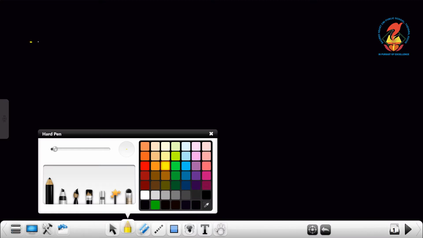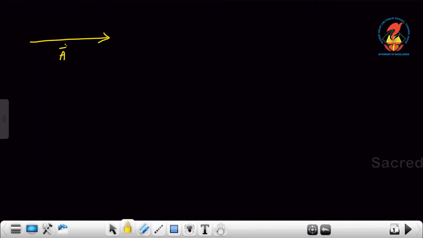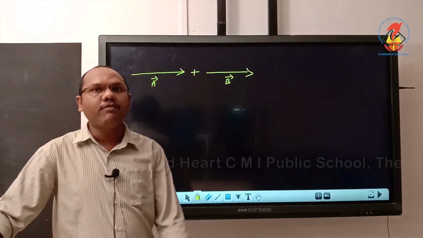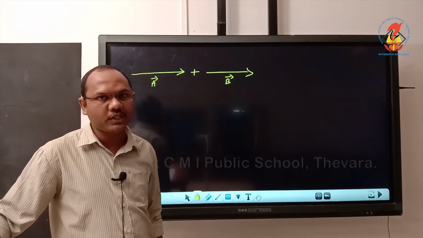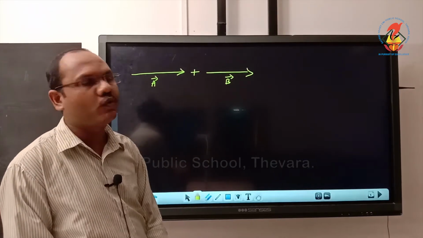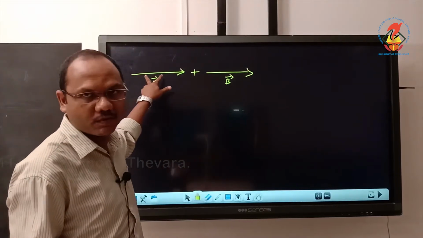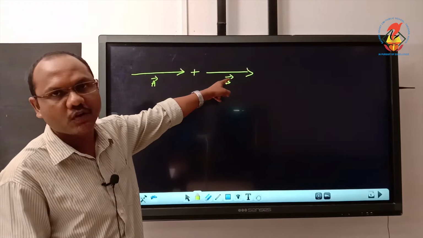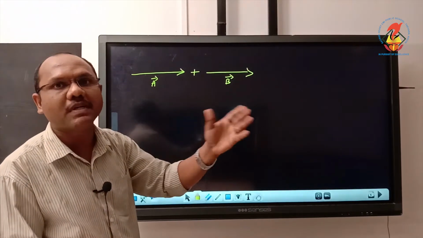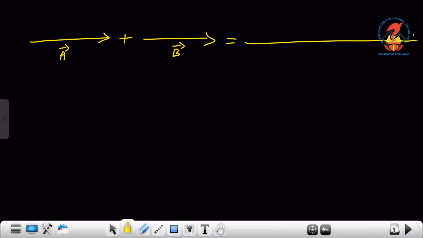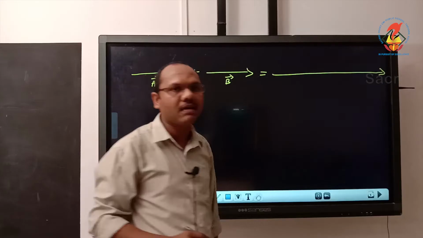I am just taking two vectors. This is vector A and this is vector B. Here you can see two vectors are in the same direction. If two vectors are in the same direction, you can add them just by adding the magnitudes. For example, if this magnitude is 5 and this magnitude is 3, you get 5 plus 3 is equal to 8. So when I add the vectors, I will be getting a bigger line because I am adding both the two lines, right?